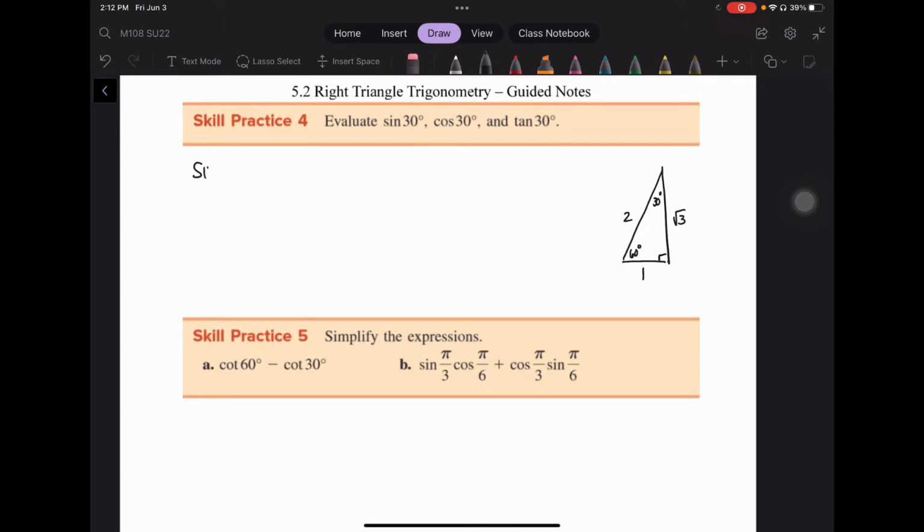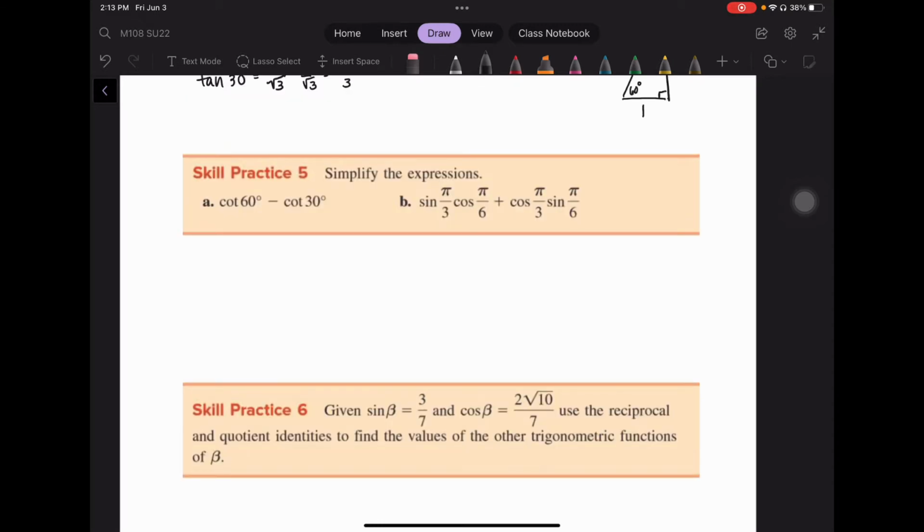The sine of 30 degrees is equal to opposite, which is 1, over hypotenuse, which is 2. The cosine of 30 degrees is equal to the adjacent, root 3, over the hypotenuse of 2. And the tangent of 30 degrees is equal to the opposite of 1 over the adjacent of root 3, which of course we rationalize, and we get root 3 over 3.